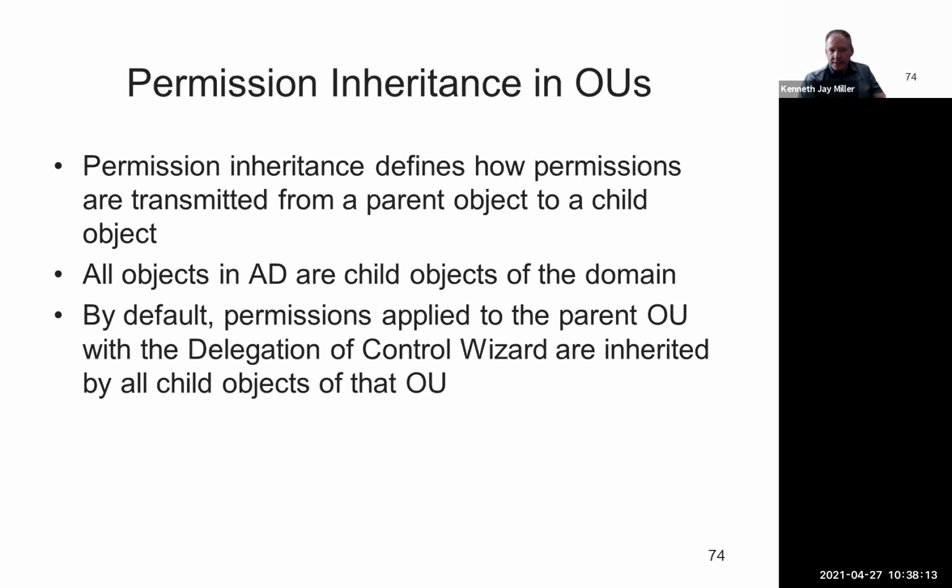Okay, now all objects in Active Directory are child objects of the domain. So the domain permissions will automatically be inherited by the children. Now we can break that. We can break inheritance with our permissions. But by default, that's how it's designed to work.